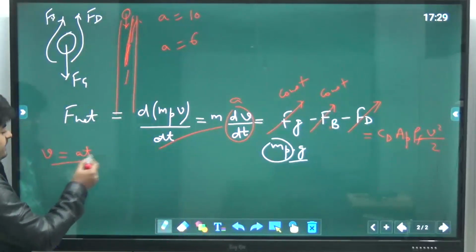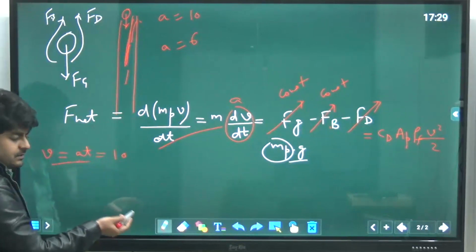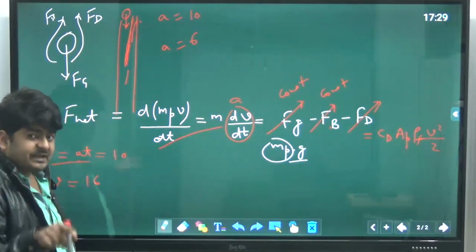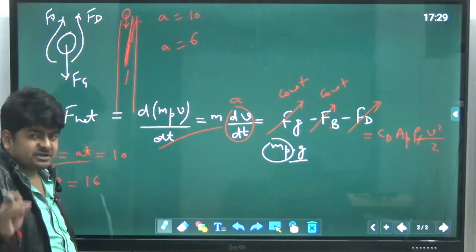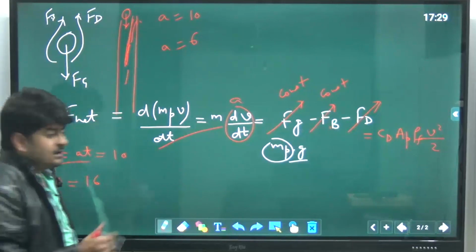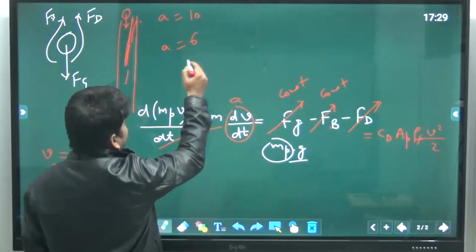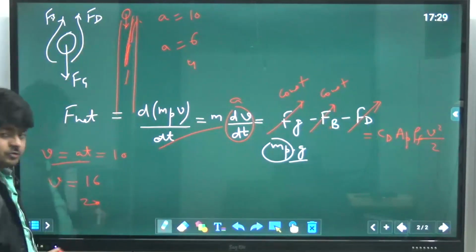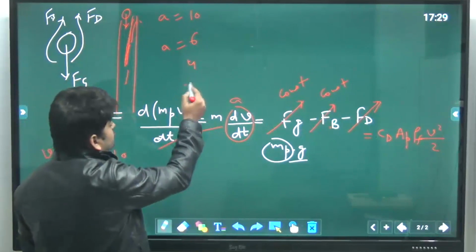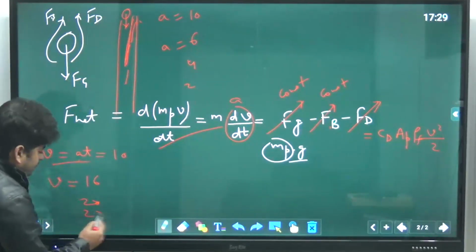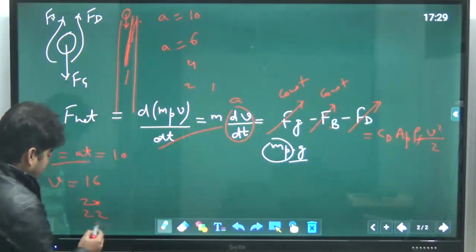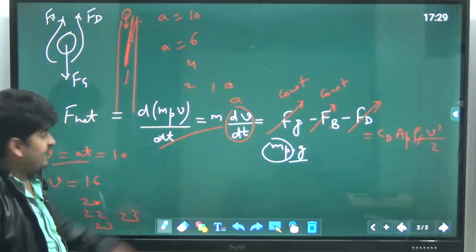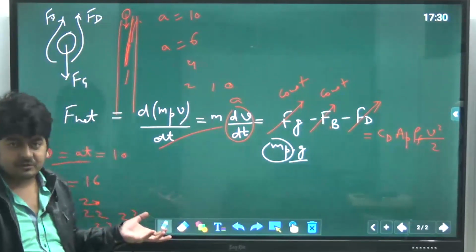So here v, suppose initially v was 10, now v will become 16. a is existing, acceleration is existing, so velocity will increase. Now on the next movement, it decreases from 6 to 4, so v will increase to 20. Now from 4 to 2, v is 22, 2 to 1, 23, and then a becomes 0. So v will remain 23 and so on. Acceleration cannot go negative here, obviously we know that.